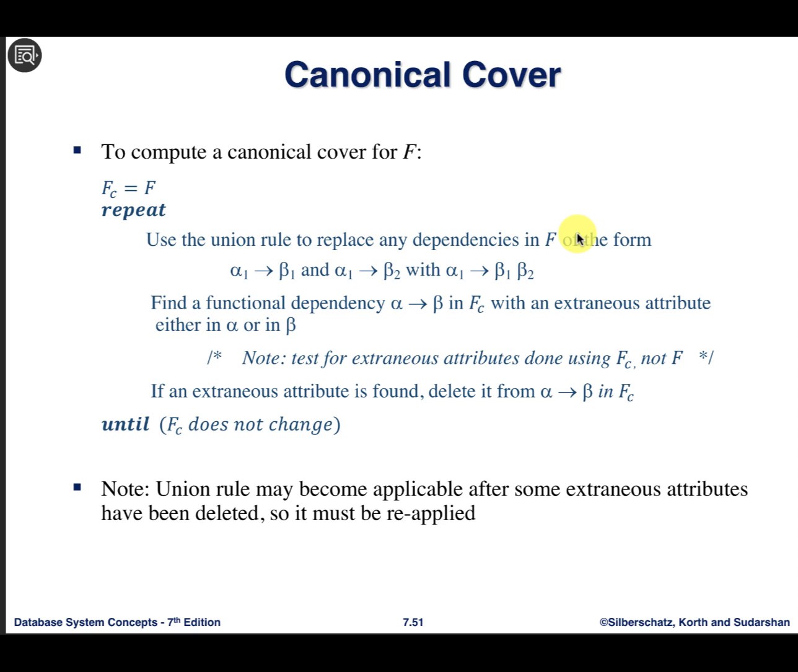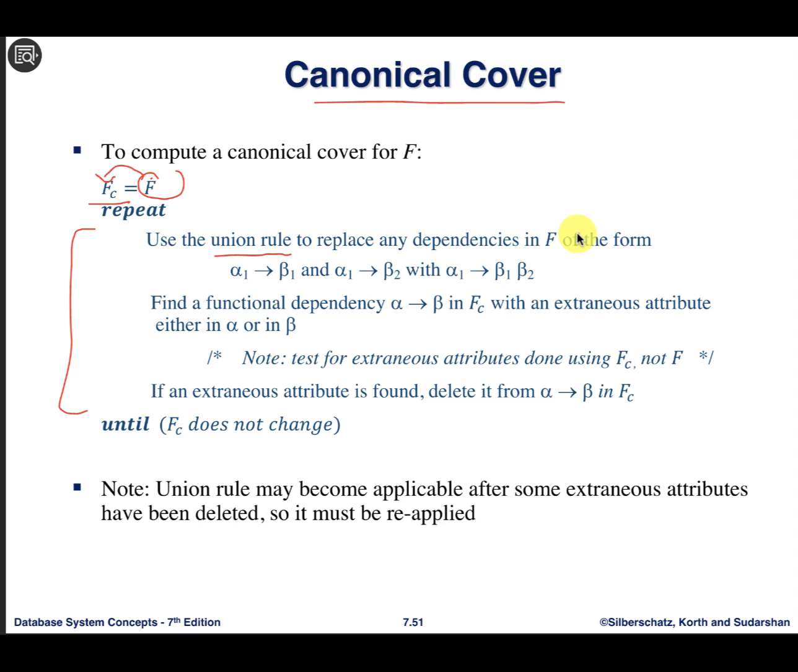First, take whatever you have in order to compute the canonical cover. Take the value of F, the set of given functional dependencies, store this one in FC, and say goodbye to F, I don't need you anymore. Then you have to repeat this in many steps. Okay? As long as the set of functional dependencies, the canonical cover FC, has been changed or modified, then you have to continue doing this operation. First, make sure the left-hand side must be unique. How do you do this one? Using the union.